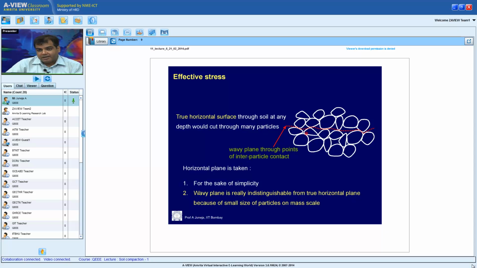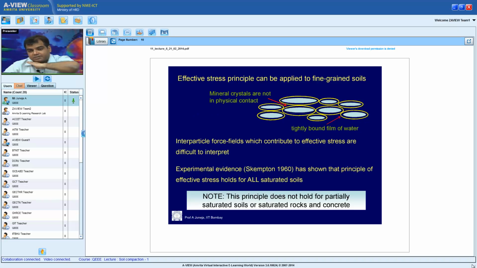But if you look at a macro level, meaning you look at the same cartoon from very far off, this wavy plane, if I assume it to be a straight line, is really not so incorrect. So for most practical purposes, I would say it's not incorrect to say that the plane through which the vertical stress is transmitted from one particle to the other is a straight line across all the particles.